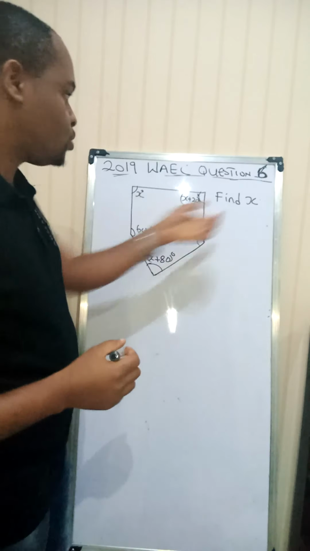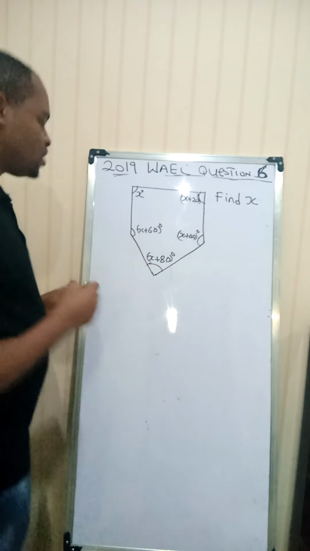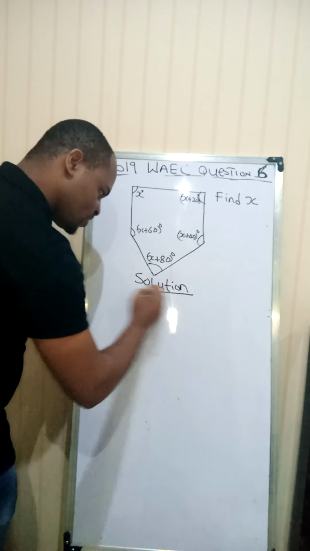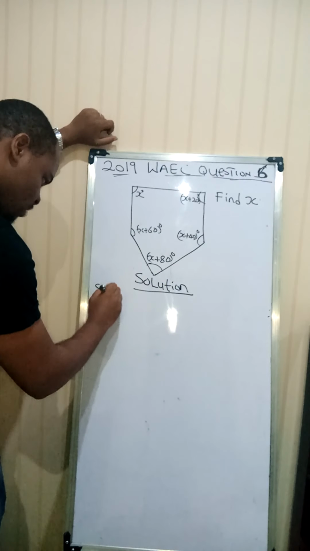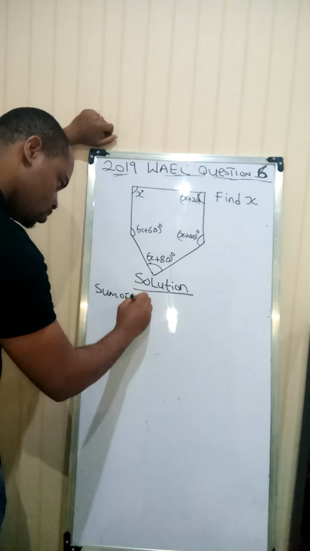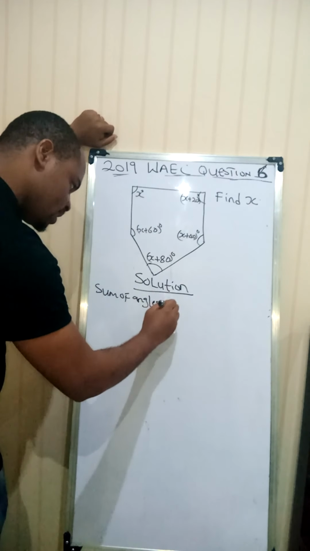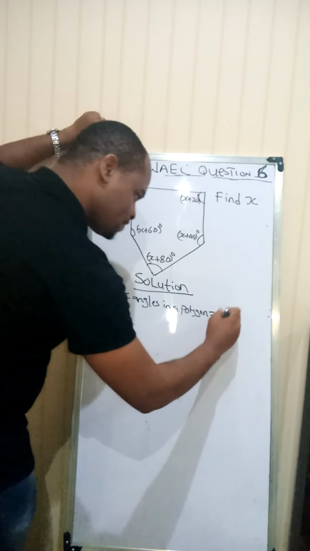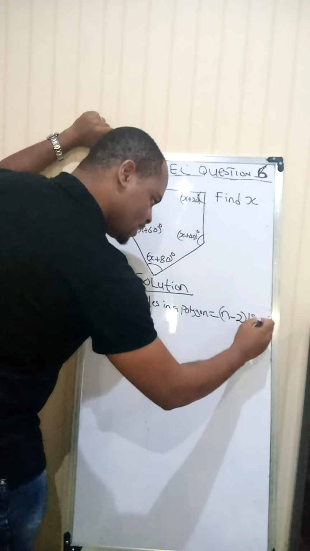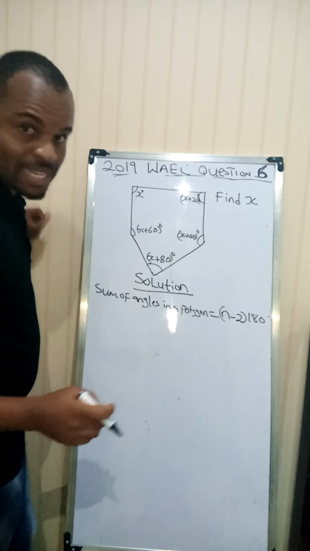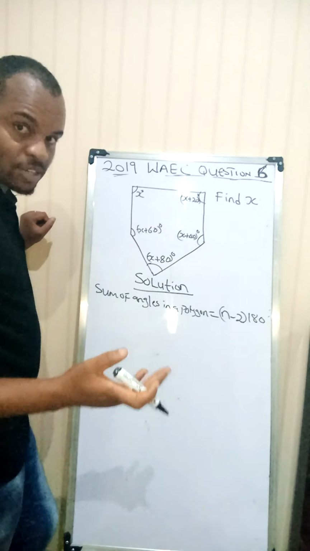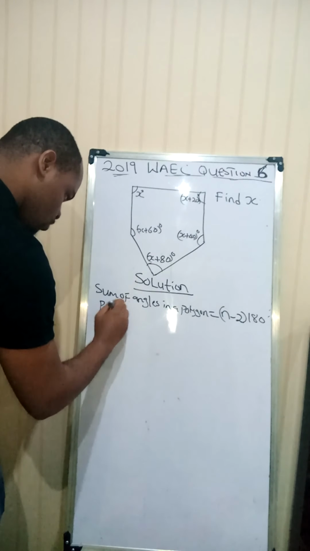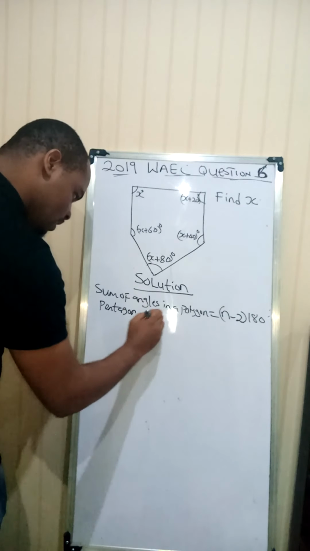And the question says we should find x. Now remember, solution. There's a rule that says the sum of angles in a polygon is equal to n minus 2 multiplied by 180, where n is the number of sides. So for this polygon, which is a pentagon, we have how many sides? 5. So for the pentagon, n is equal to 5.